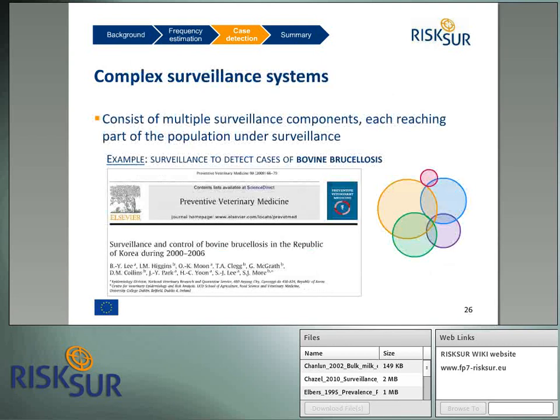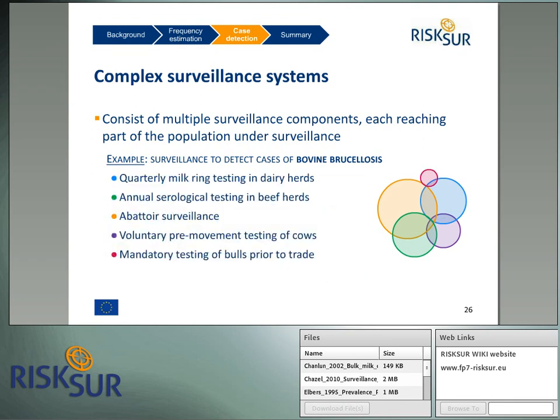Every surveillance activity targets a specific population under surveillance, which is usually only a fraction of the total susceptible population. By combining several surveillance components, we can increase the likelihood that one individual will be covered at least by one component. In this example of surveillance for bovine brucellosis, 5 different surveillance components were combined, targeting subpopulations like beef herds, dairy herds, slaughtered animals, and so on, allowing as a whole to cover the entire cattle population.